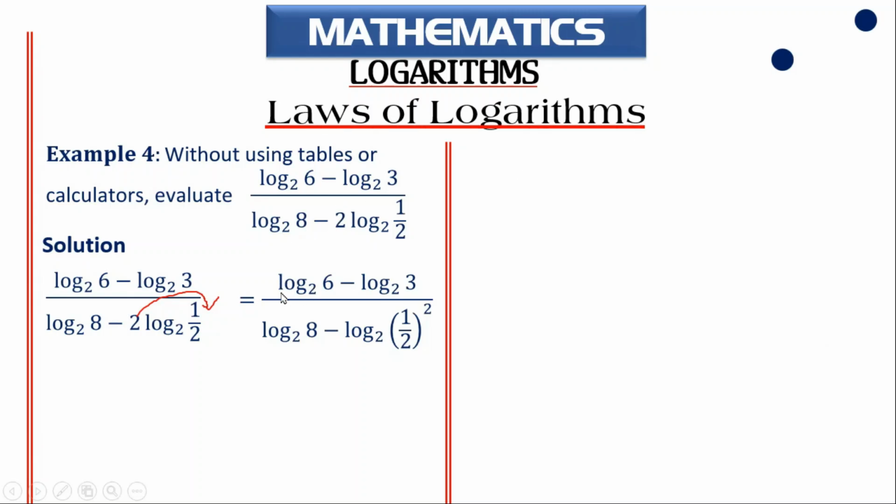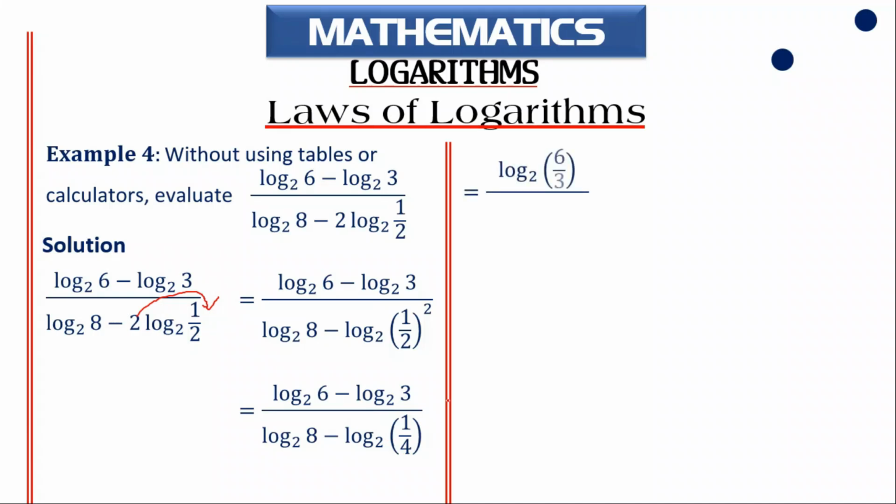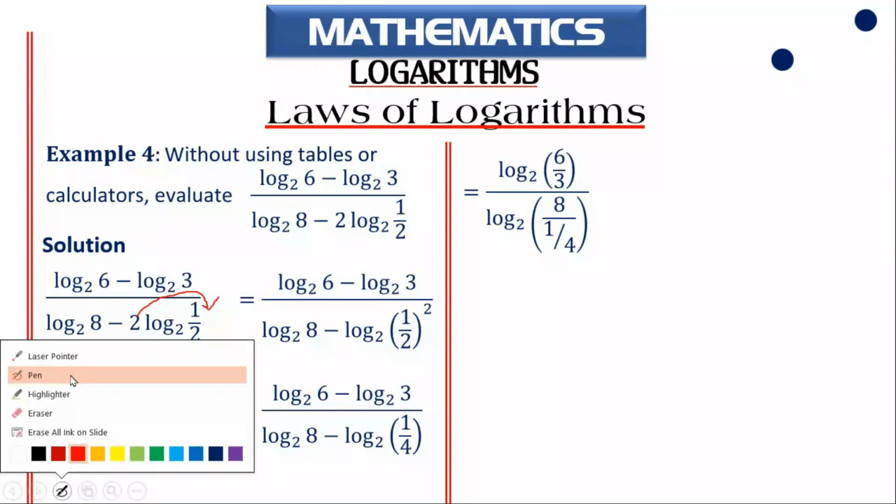So according to the law, of course, this will become log to base 2 of 1 over 2 squared. So which we can simplify further to give us this, that's log to base 2 of 1 over 4. And then we can still simplify further, of course, while we apply our law as relevant to this.